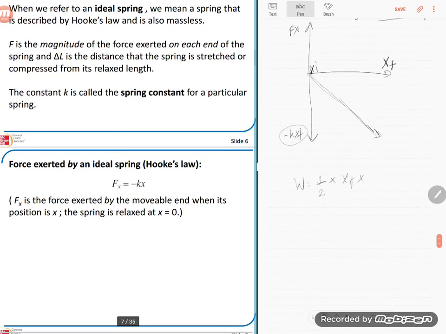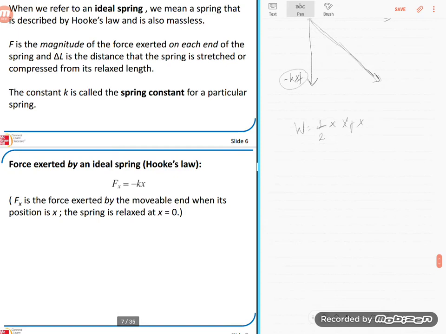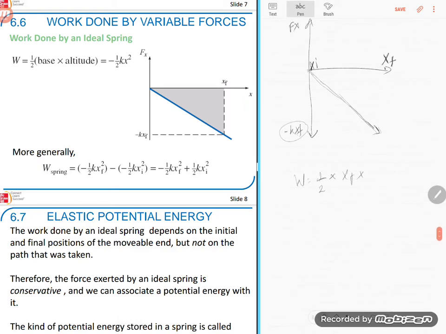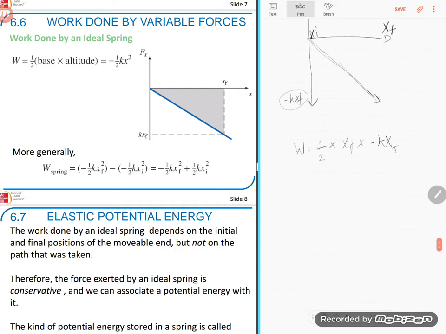If we return back, we take the formula for f(x) is equal to minus kx. Okay, so minus kx is representing the downward. So if you look, it takes minus kx_f, so we'll take this minus kx_f. So this will be W is equal to, if you multiply this one, it will give us what? Minus half kx square.